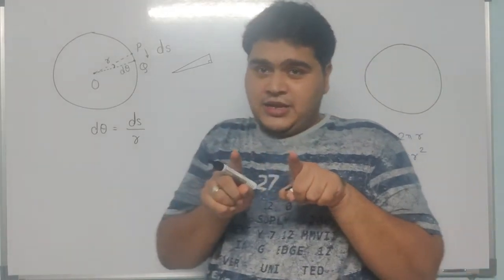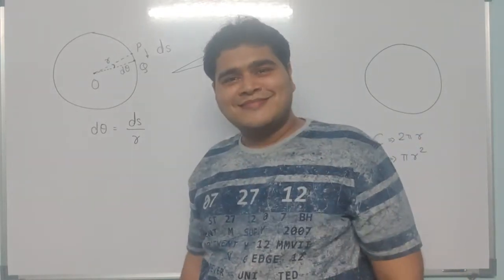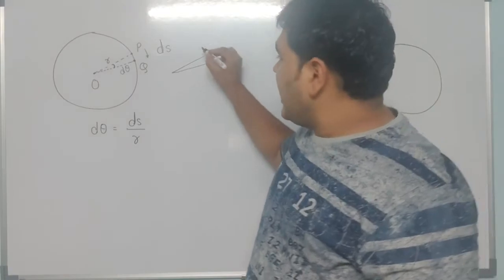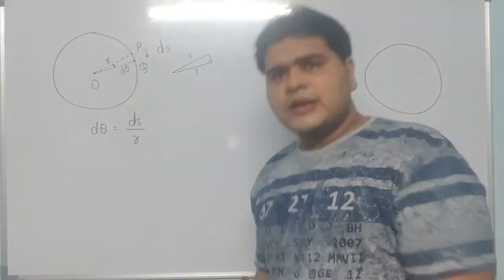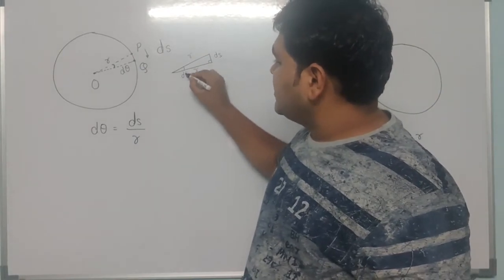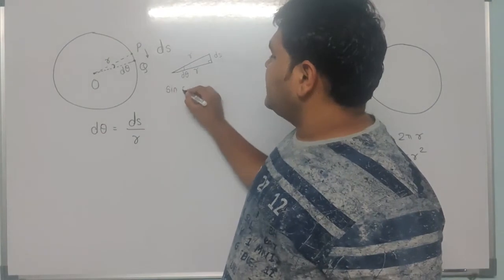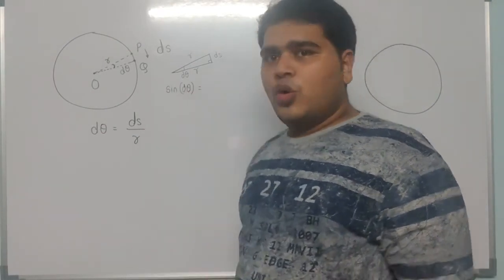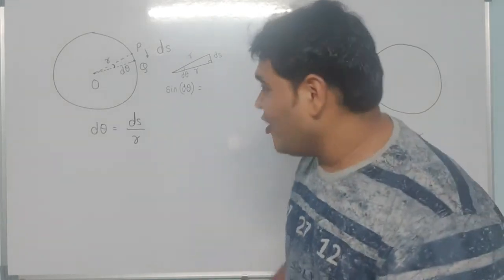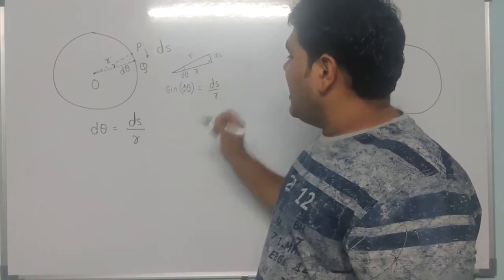Both cannot be 90. If both are 90, then these two lines are parallel, never going to meet. That's not possible. So both are not 90, one is 90. And both the sides are r, almost r. And this is ds. This angle is d theta. Now, do you remember sine of an angle? Remember the first lecture, guys, trigonometry. Opposite upon hypotenuse. That is ds by r.